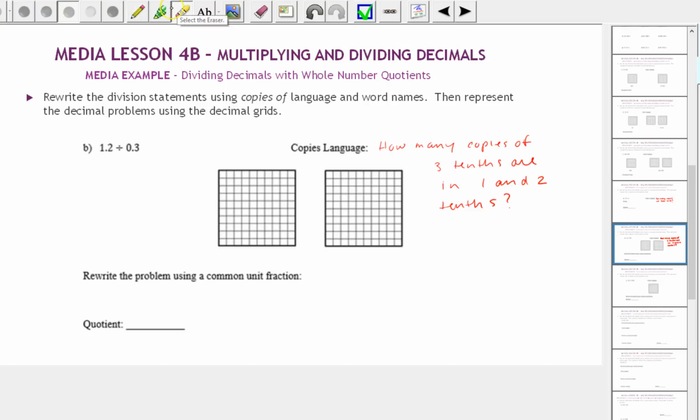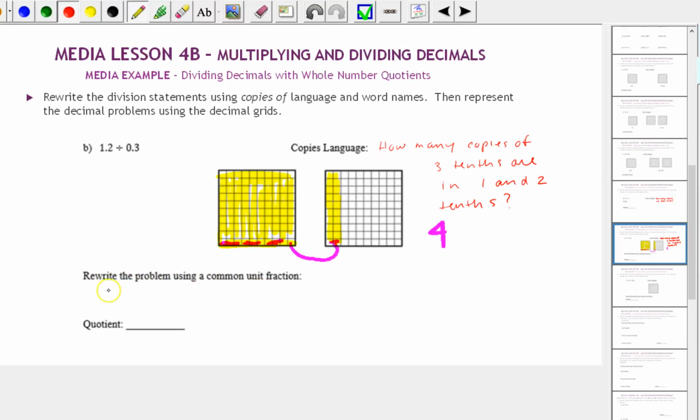And this is easy to see if we draw. I'm going to shade this in yellow just so we could see the groupings better, because that orange can be too dark. So they can start by drawing 1 and 2/10, and then I'm just going to draw lines along the bottom to partition into 3/10. So here's one group of 3/10, 2 groups, 3 groups, and these together would make 4 groups of 3/10, or 4 copies of 3/10.